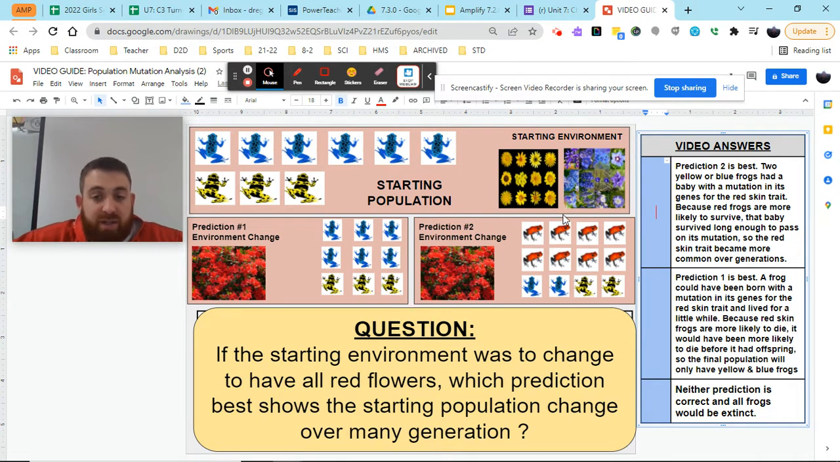This mutation is an adaptive trait, allowing them to survive and live longer. These have the non-adaptive trait. They're more likely to die. So that's how we get to our answer.